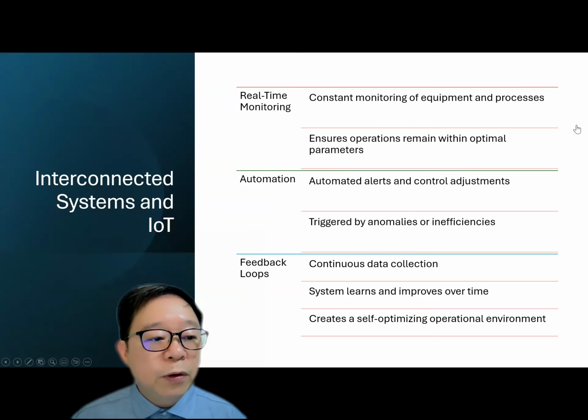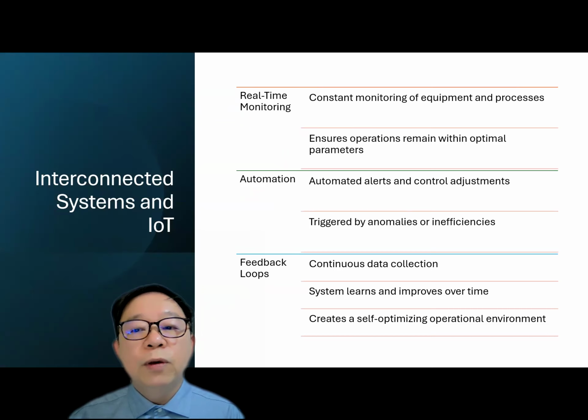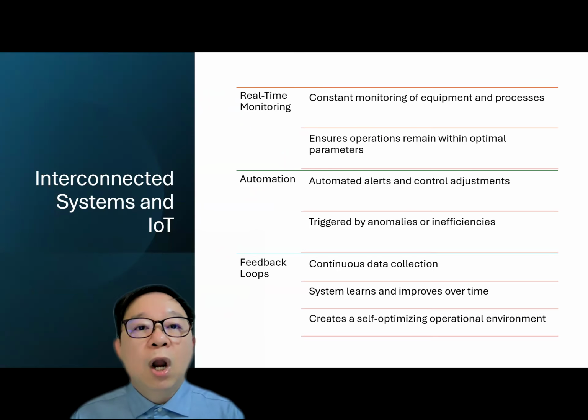Just now we talked about building an interconnected system and IoT, right? So it's very important for us to keep on monitoring the equipment, make sure the operation remains stable, right? And then we have all these parameters well set. Then we introduce the automation. Now, automation, remember, is not only automating the task. We want to automate the alert and control adjustment. Now, tonight we talk about planning and control, right?